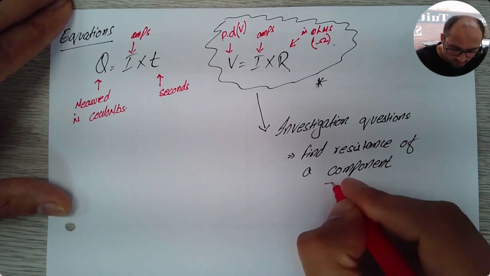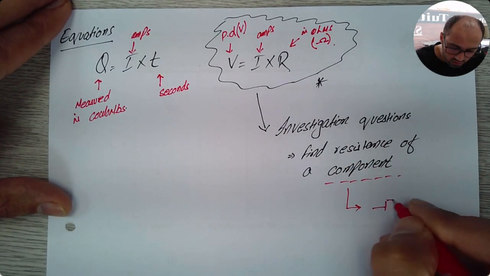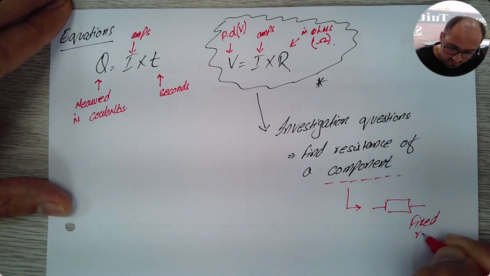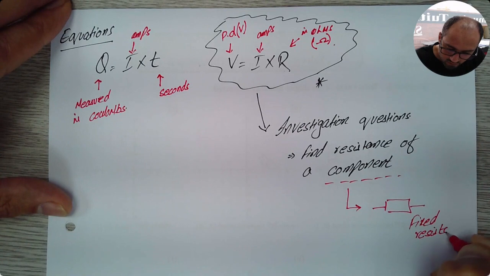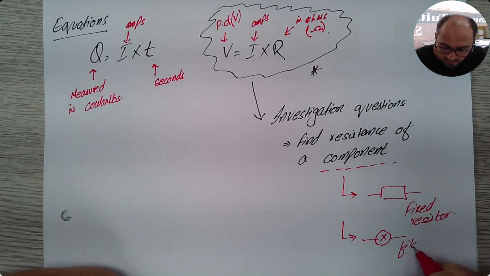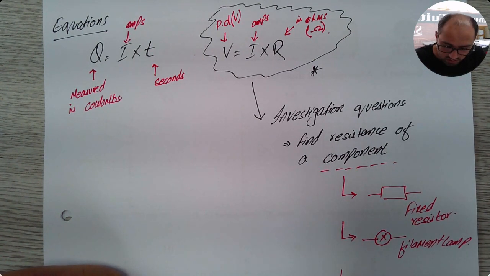There are three components that you need to know. First one is your fixed resistor. Second one is filament lamp. And the third one is your diode.